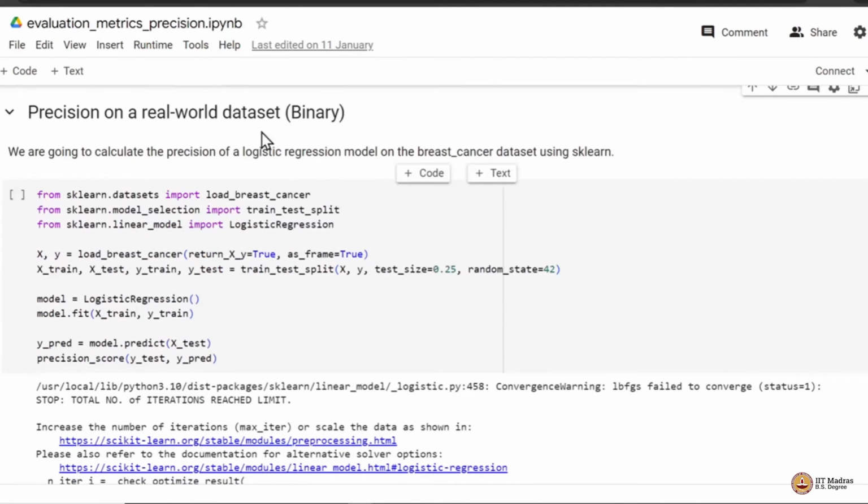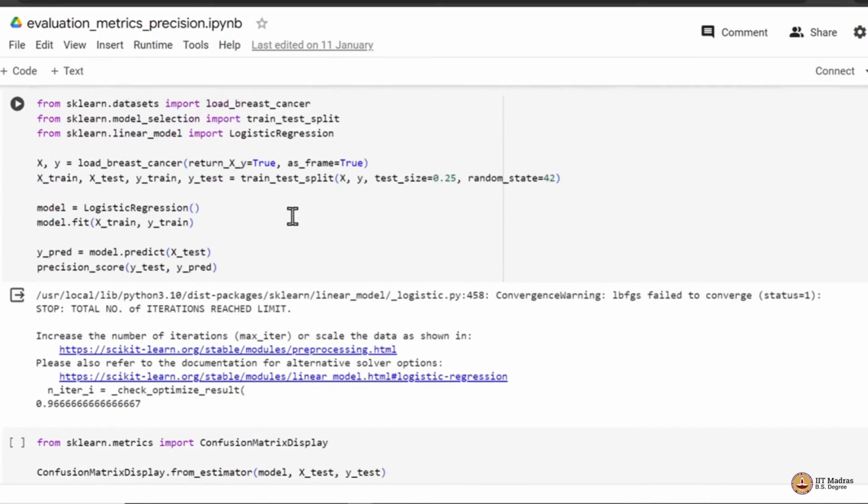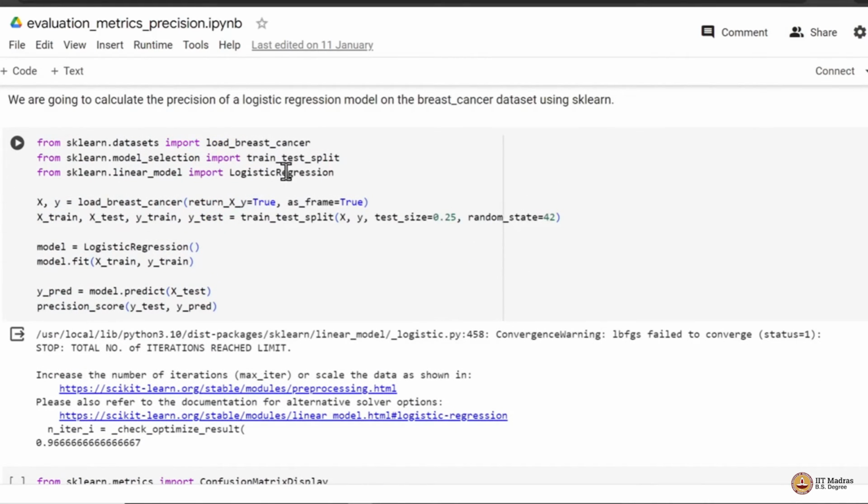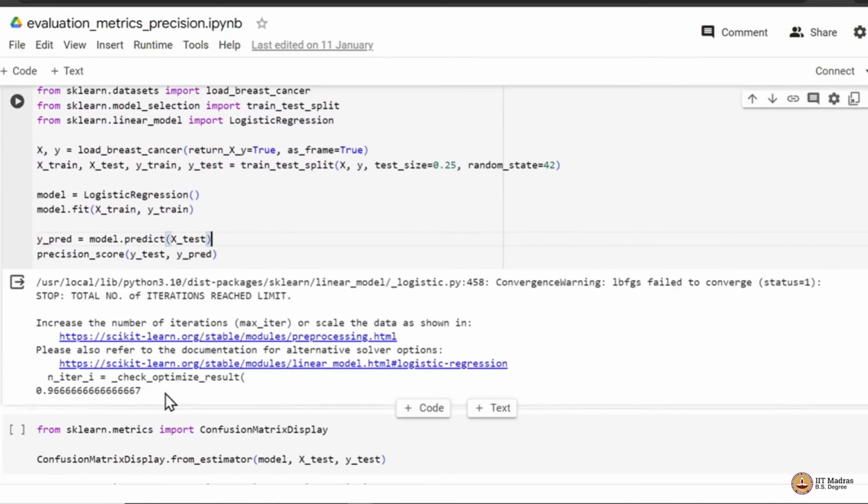Let us see this again with a real world dataset. We have again used the breast cancer dataset and a logistic regression model on it. Initially we have done the required imports, done the train test split, fit the model on X_train and y_train, and obtained the array y_pred by predicting the labels for the X_test dataset. We have used the function precision_score. As you can see, the value obtained is 0.967.